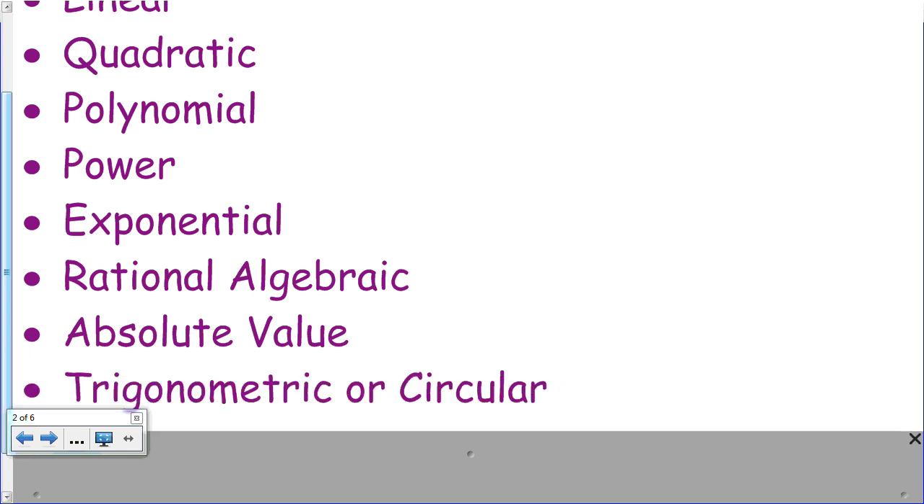The last three here are rational, algebraic, and absolute value. Rational means that you have a polynomial divided by a polynomial. Absolute value, as its name indicates, is your standard function that involves some sort of absolute value. And then finally, trig or circular functions that you studied extensively in pre-calculus: sine, cosine, and so forth, all six trig or circular functions. For everything that we're going to do in here, in terms of radians versus degrees, everything will be done in radians. There's a reason for that, and we'll talk about it later on.